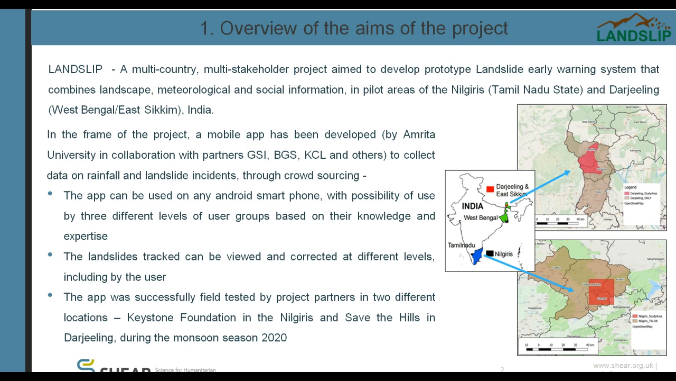As part of the project, a mobile application has been developed to crowdsource data on landslides and rainfall. The app has been field tested during the monsoon season of 2020. So the app has provision to cater to 3 different user groups with different levels of knowledge and expertise. Level 1 of the app can be used by a trained volunteer, a community, or a layperson. Level 2 of an app can be used by an NGO or civil society with necessary experience and expertise. Level 3 of the app caters to an expert in the field of landslide monitoring.